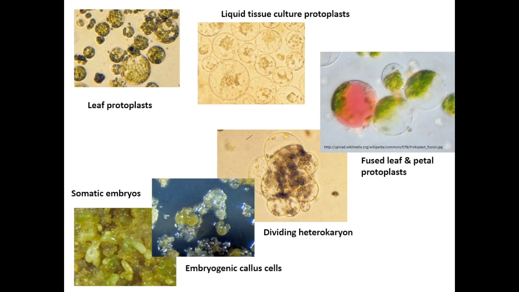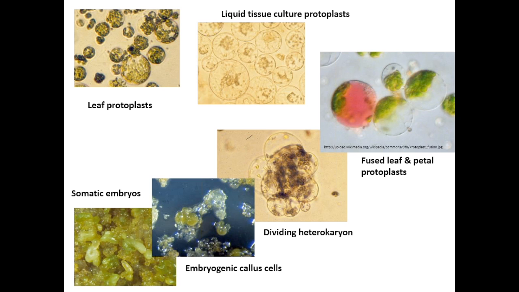This is a picture of a petunia, actually a fusion product right here. You can make protoplasts from various tissues of the plant. In this case, they were made from petal tissue. And that red color in there is the anthocyanins in the vacuole in that petal. So it's kind of interesting.